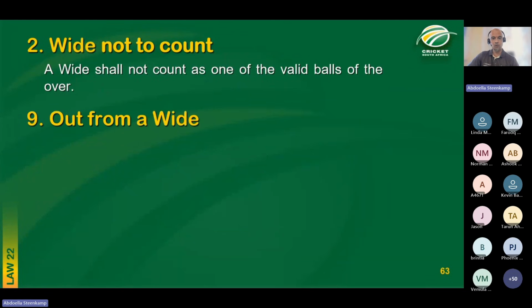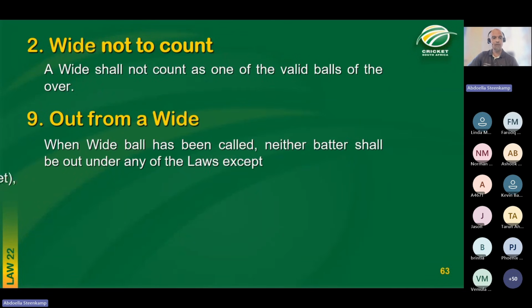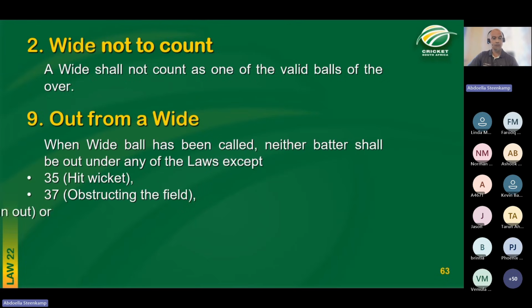Wide, not to count as one for the over. And then lastly, how can you be dismissed off a wide? Four ways: hit wicket, obstructing the field, run out, and lastly, stumped. These are the only four ways you can be dismissed off a no ball.